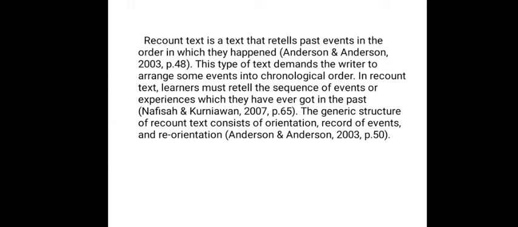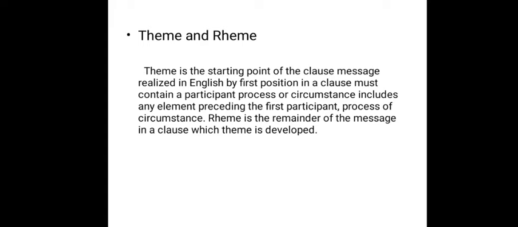And then the events, a record of events, contain a series of events in a chronological sequence, or the point of the text itself. And the last is reorientation. The reorientation consists of the closure of events or the end of the story. So the next, I will explain about theme and Rheme. Yeah, this is the main point.